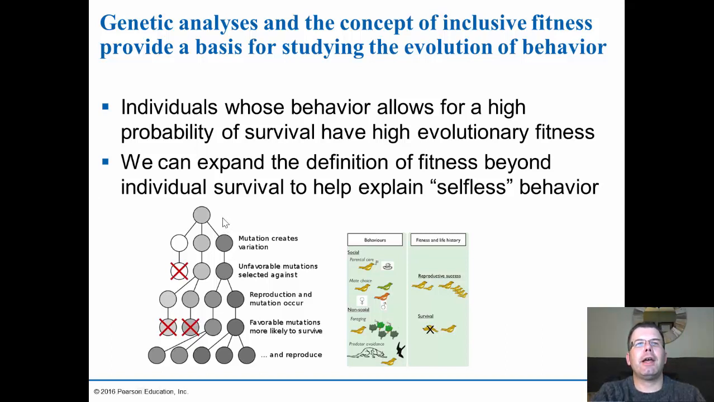And you can kind of see that here in this example, those where you have mutations that create variations. The ones that are unfavorable mutations are not going to survive. They're not going to be able to pass their genes on. Where you have favorable mutations, those are going to be the ones that survive. And so those mutations are the ones that make it on. Those survive, and they survive on.